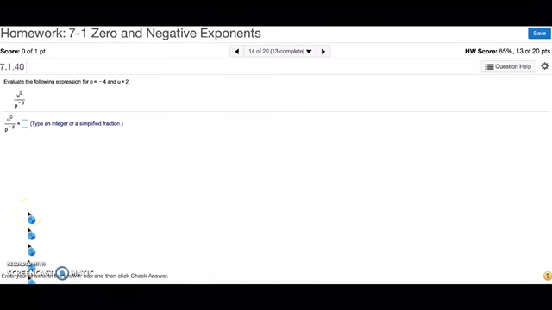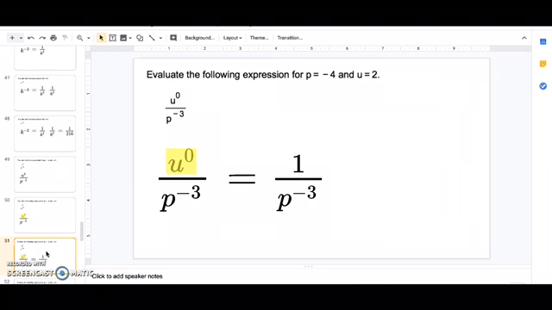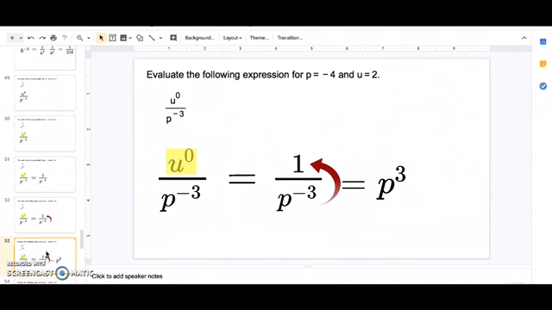That's number 13. Number 14, I have u to the 0 power over p to the negative 3 power, and I need to evaluate it for p equals negative 4 and u equals 2. So the first thing I notice is u to the 0 power. I'm going to highlight it and make it 1, because anything to the 0 power except for 0 is going to be 1. So I have 1 over p to the negative 3rd power. Then I'm going to move p to the negative 3rd up top, since it is a negative exponent, and I have p to the positive 3rd power.